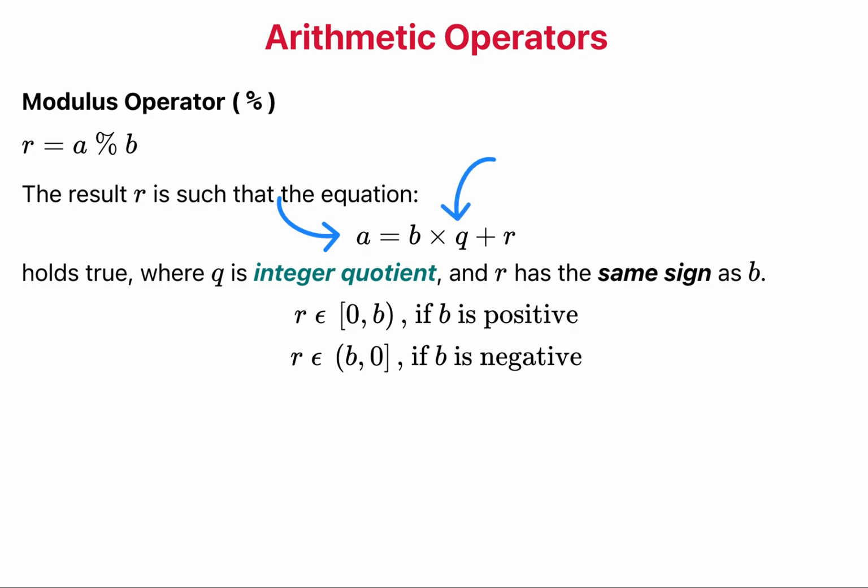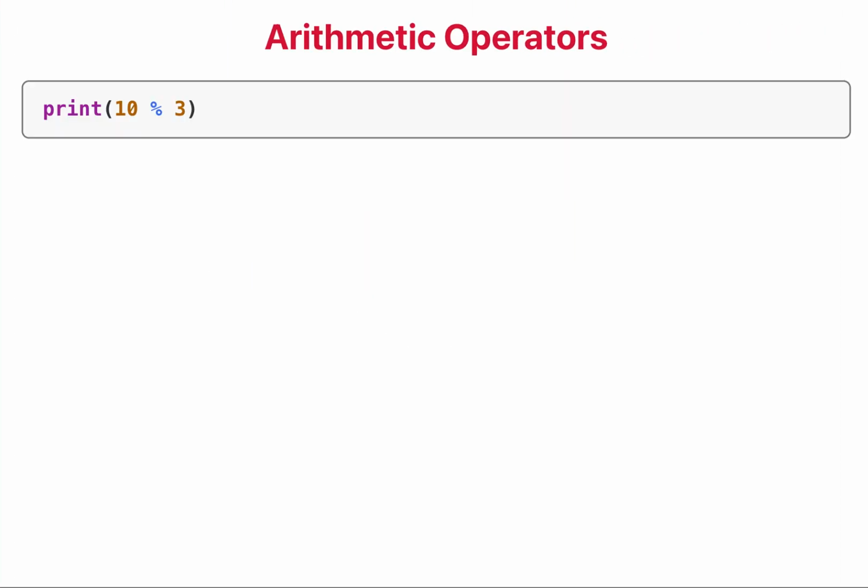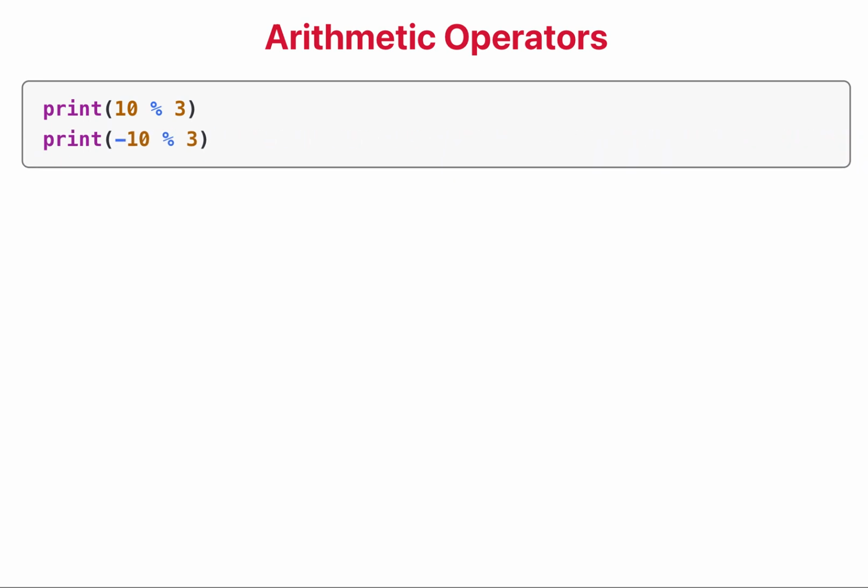Essentially, q is just the result of the floor division operator, which we have already learned earlier. So, q is given by the floor division operation a by b. Finally, we take this value of q and put it in the above equation to get the value of r. Let's test this with some of the examples which we saw earlier. So, as we saw earlier, when we compute 10 modulus 3, the result was 1. However, when we compute negative 10 modulus 3, the result we got was 2.